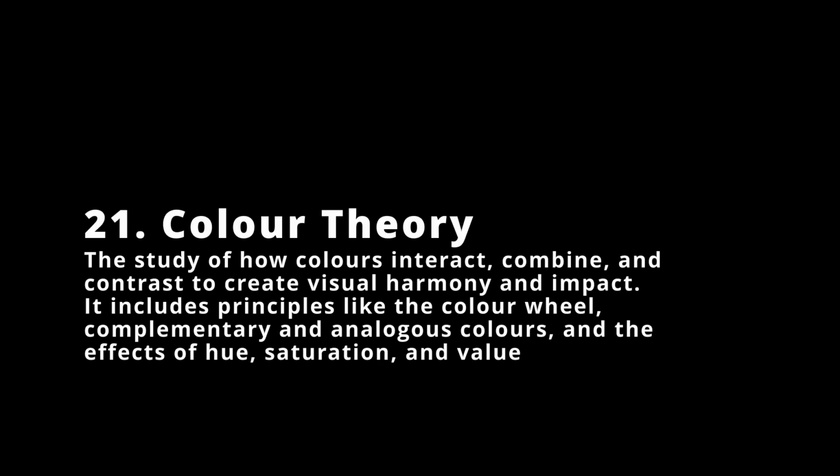Number 20, color wheel. A color wheel diagram used in the visual arts to represent the colors of the visible spectrum and their relationships to each other. Number 21, color theory, the study of how colors interact, combine, and contrast to create visual harmony and impact. It includes principles like the color wheel, complementary and analogous colors, and the effects of hue, saturation, and value.